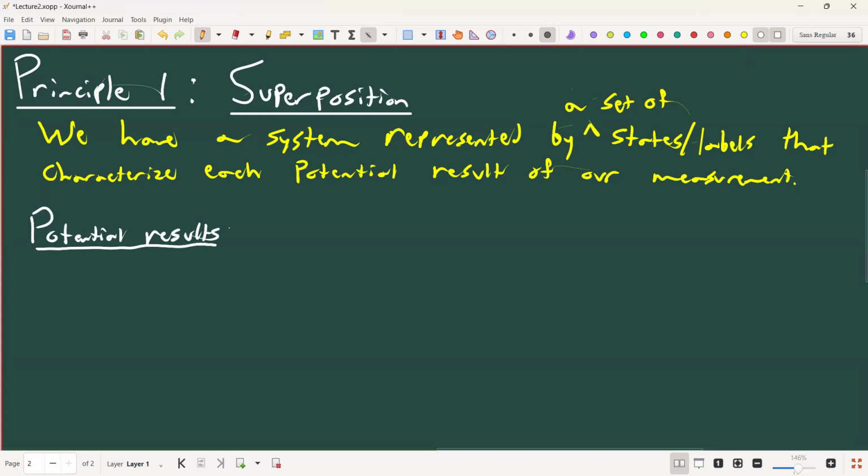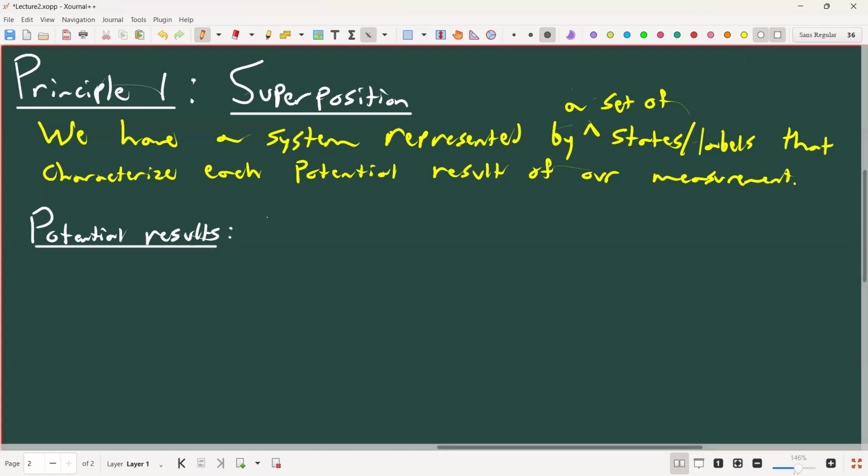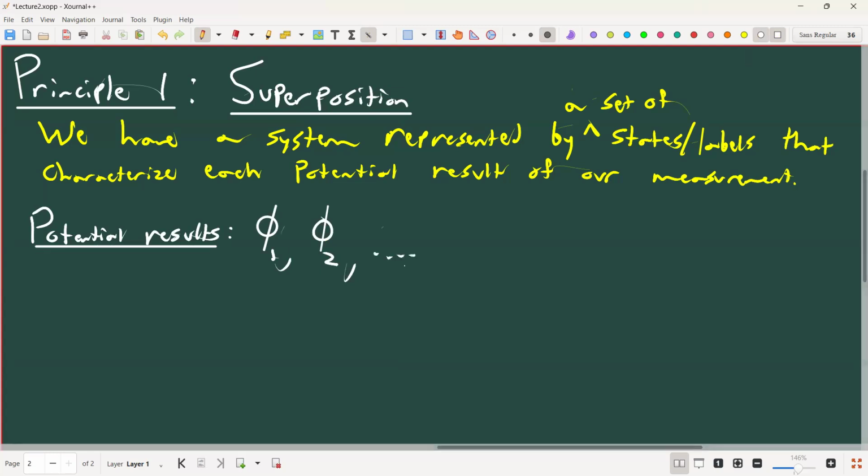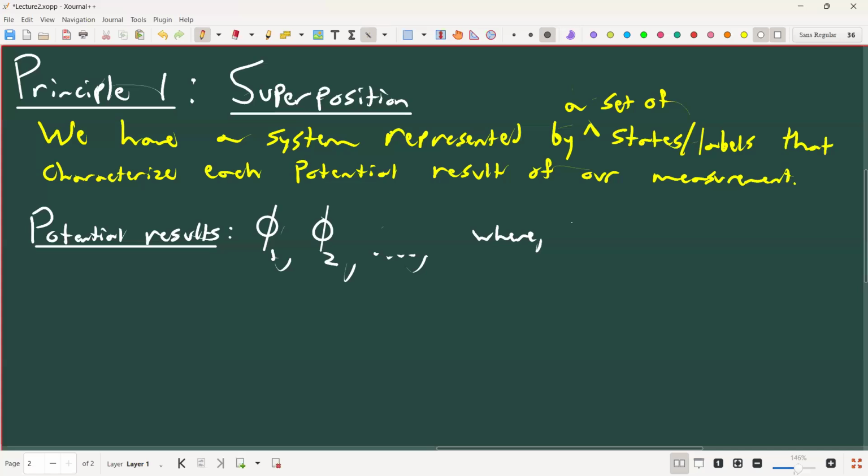By results, I mean, what are the states that we observe, black, white, right? They could be, for instance, we'll use this letter phi, phi 1, phi 2, and so on and so forth, where, as an example, we have for color, phi white and phi black.